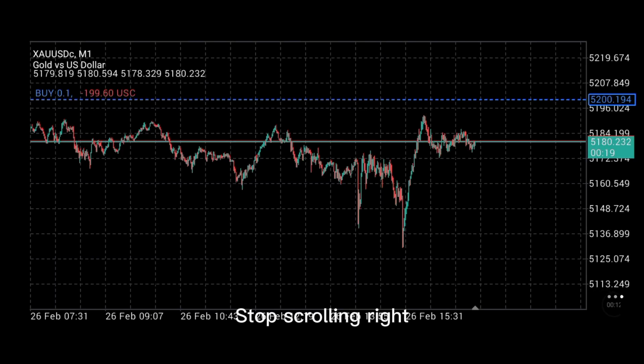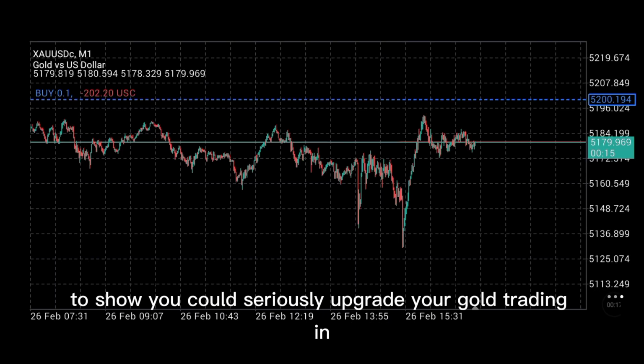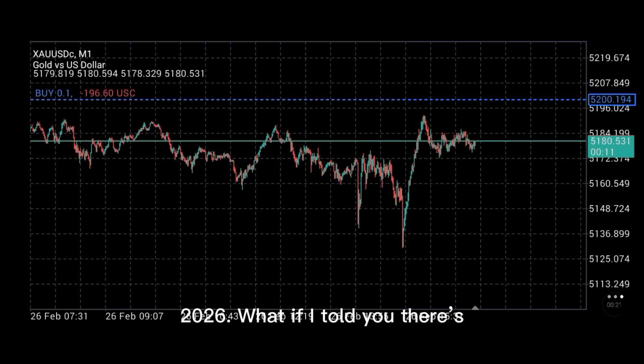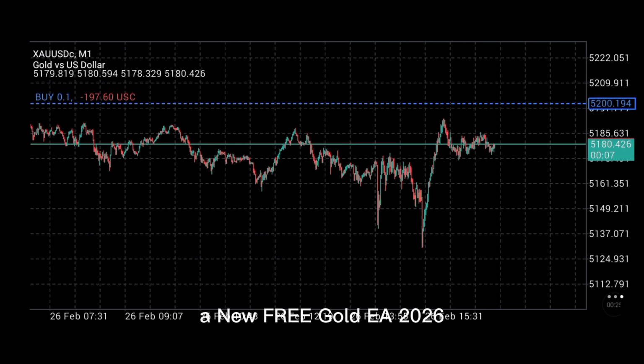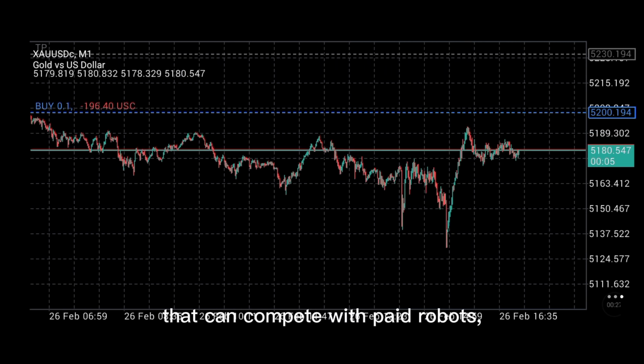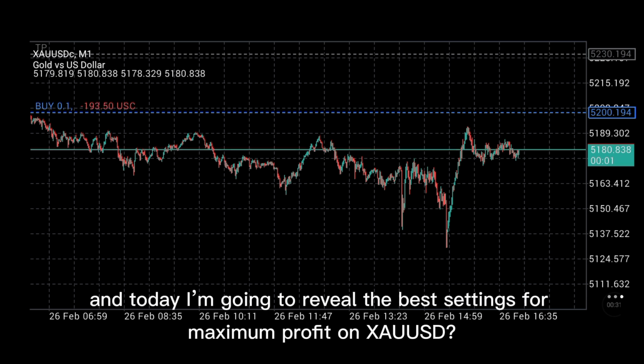Stop scrolling right now, because what I'm about to show you could seriously upgrade your gold trading in 2026. What if I told you there's a new free gold EA 2026 that can compete with paid robots? And today, I'm going to reveal the best settings for maximum profit on XAUUSD.